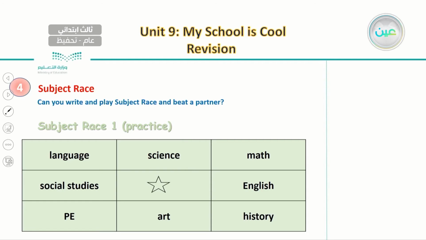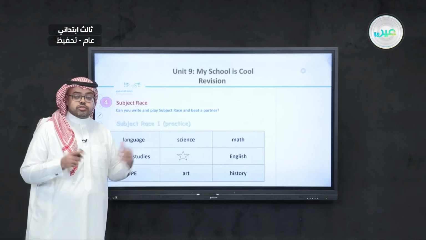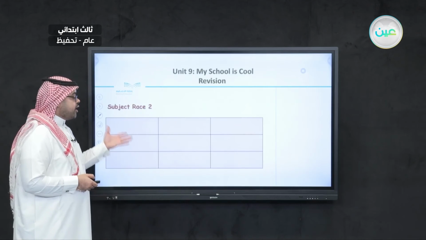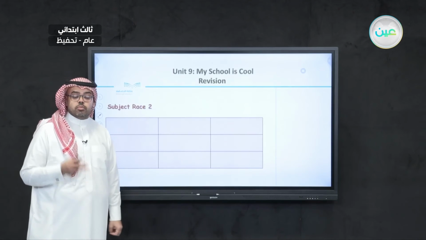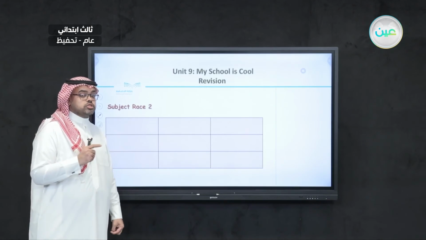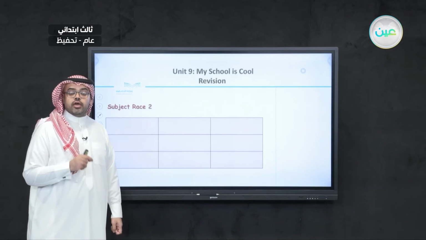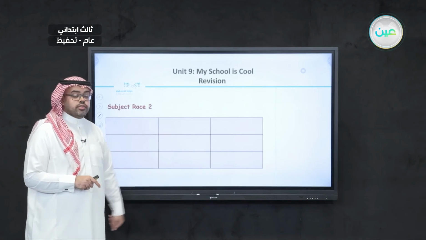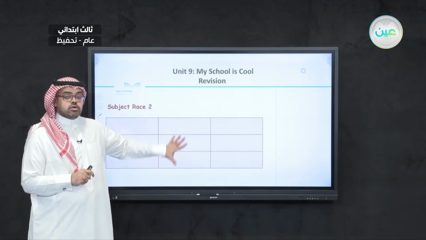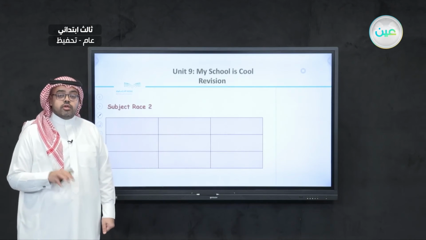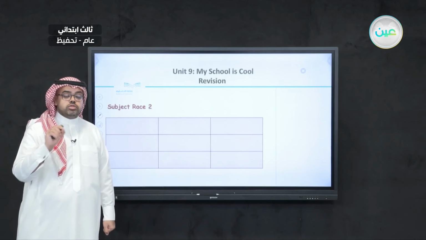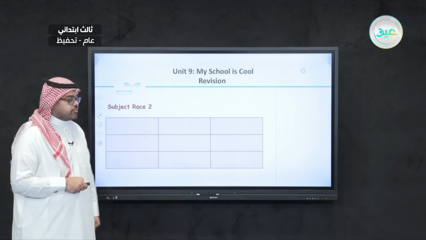So now it will be your turn to talk about any subject of this table and the other person will circle it. And also to make it more fun, you can do the subject race number 2, where you're going to listen to your partner say the same sentence, but this time it is your turn to write it here on the table, not to circle it, as you're going to have an empty table. So try this. It will help you to learn how to write and how to detect different school subjects.